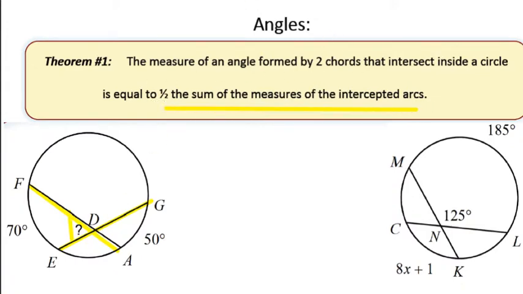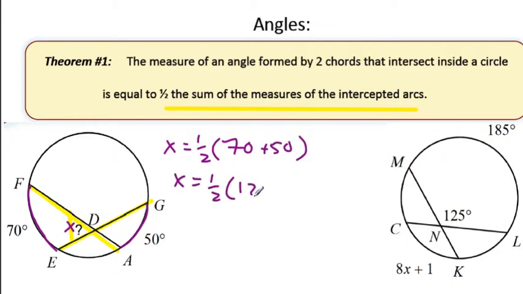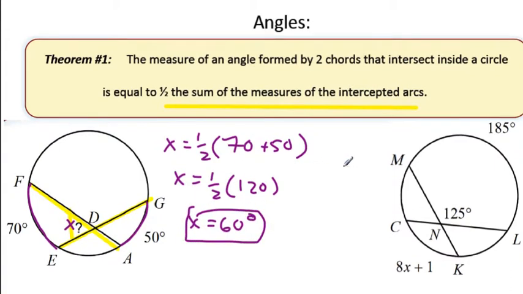So what does that mean? I'm going to call this angle x. In the circle on the left, x would equal 1/2 the measures of this arc here and this arc here, because those are the two arcs that are intercepted. So in this case, it is 70 plus 50. So x is going to equal half of 120, which is 60 degrees, and we're done with that one.